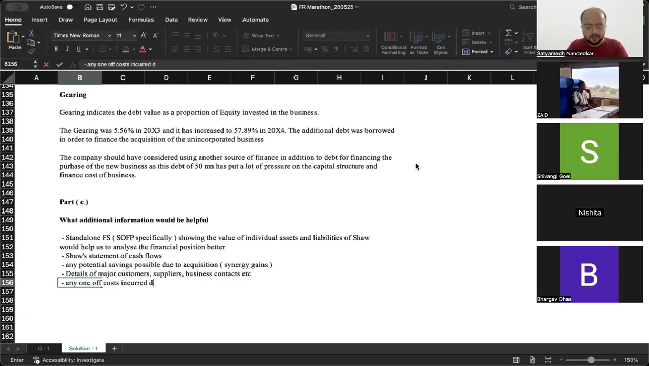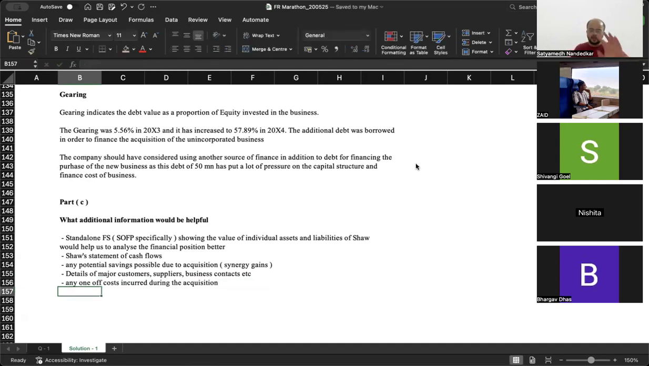One-off cost मतलब, say for example, you are acquiring the assets of the other entity. तो when you are acquiring the assets of the other entity, there is a possibility कि आपको शायद stamp duty pay करना पड़ेगा. It is a one-time expenditure, so even that should be included. So this is basically a rough idea on what additional points should be there.